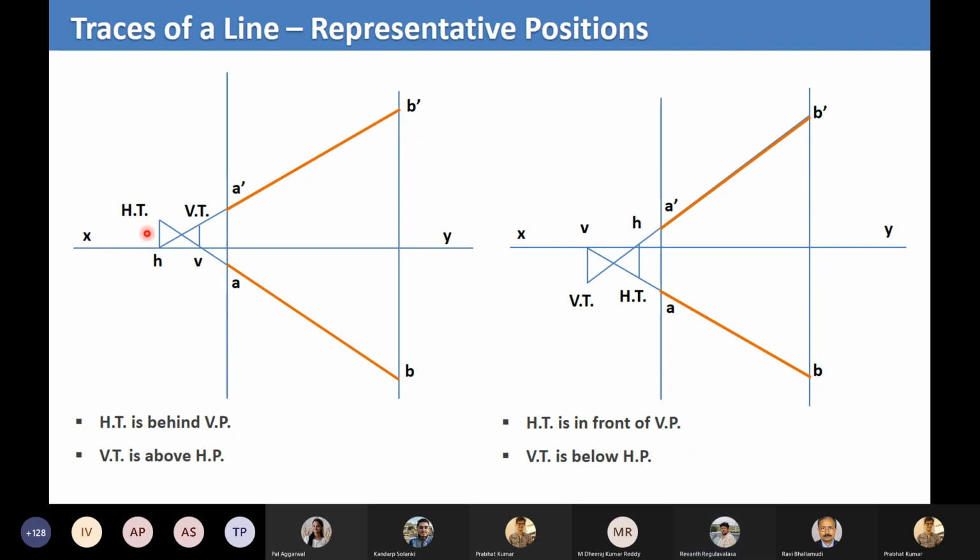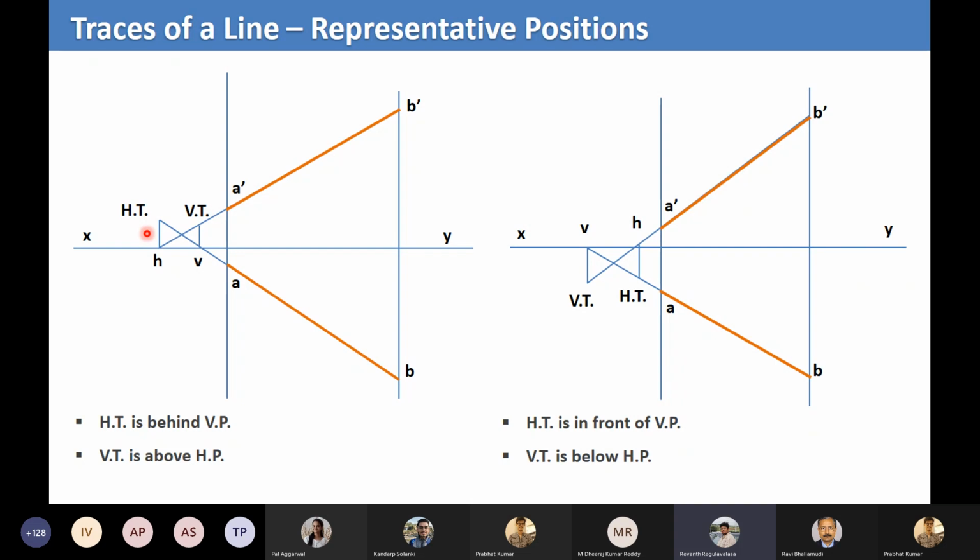From projection of points, you have seen that when the front view is above and the top view is below XY, it is in the first quadrant, right? Something like that, you have to mention where HT and VT are also. So this is something you have to write.